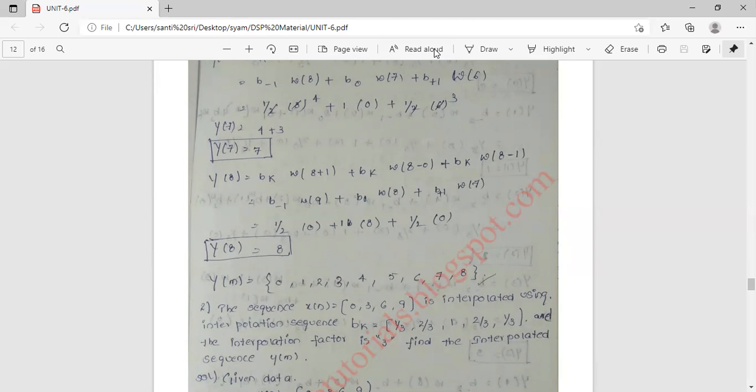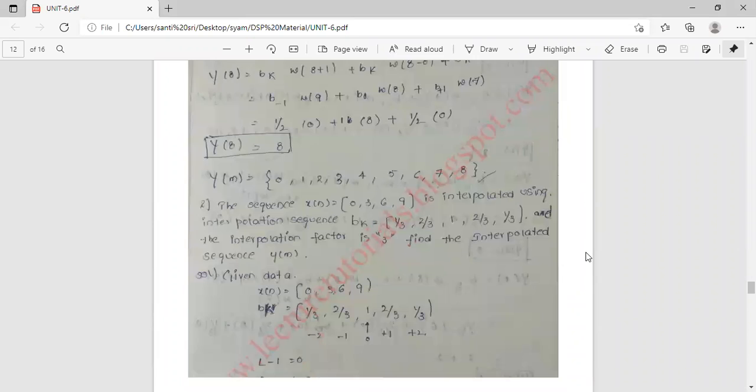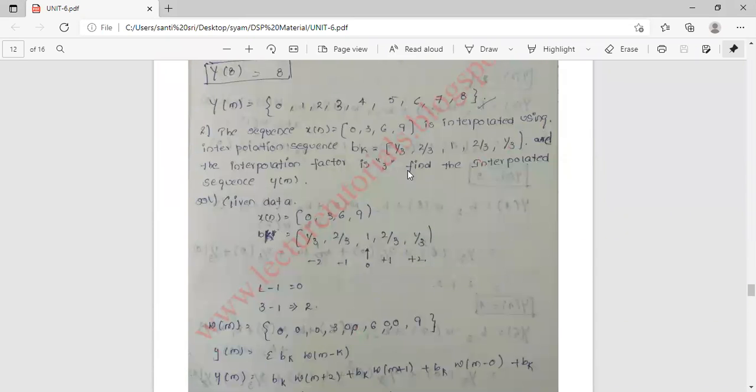And coming to the next one, another problem is there. Okay. Next, coming to the next problem, the sequence x of n is given as 0, 3, 6, 9. It is interpolated using the interpolation sequence bk equal to 1 by 3, 2 by 3, 1, 2 by 3, 1 by 3, and the interpolation factor is 3. Find the interpolated sequence y of m.